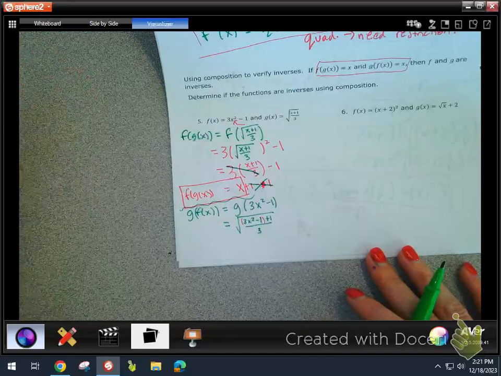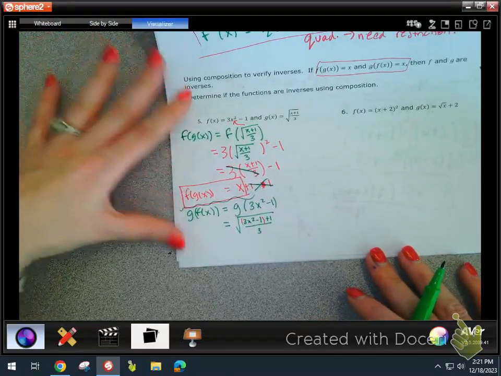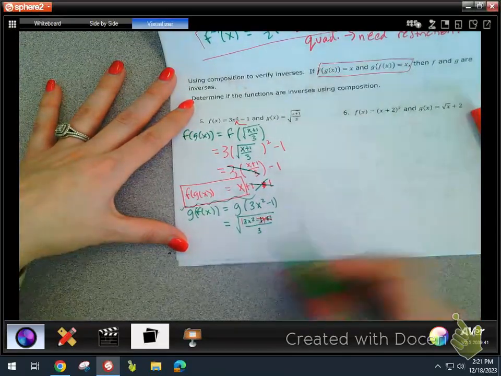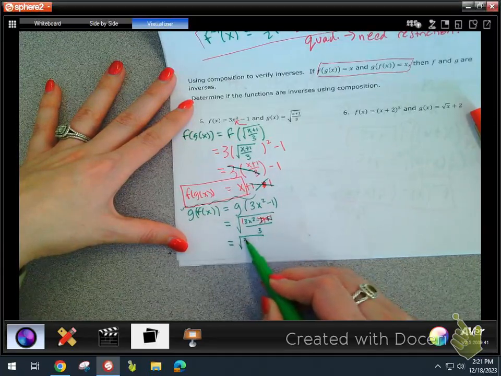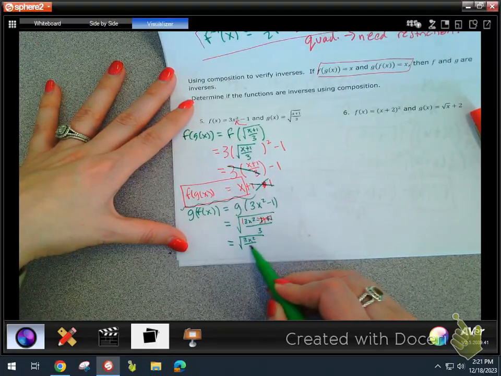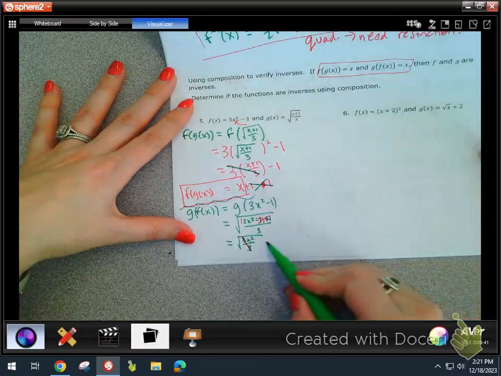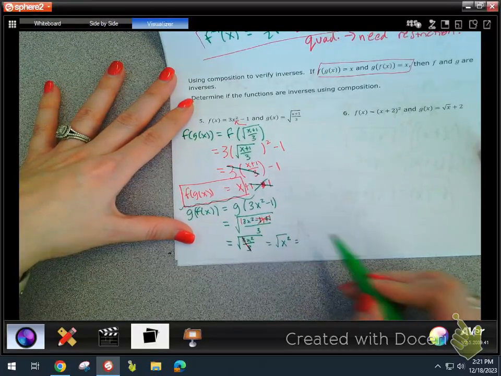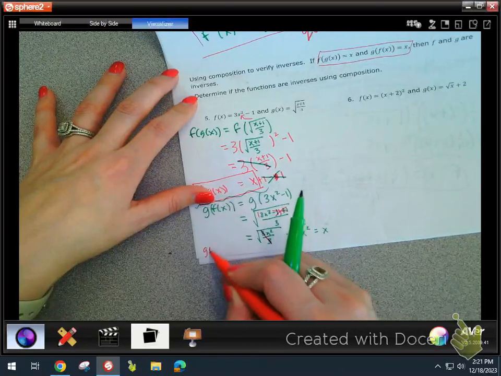And with this, you're cleaning up. Everything is going to cancel out in the reverse order. What happens with your 1s up here? Those go away. And then you have square root of 3x squared over 3. What happens with your 3s? They simplify out. And then you have square root of x squared, which is just x. So now you've proved the other way, g of f of x.